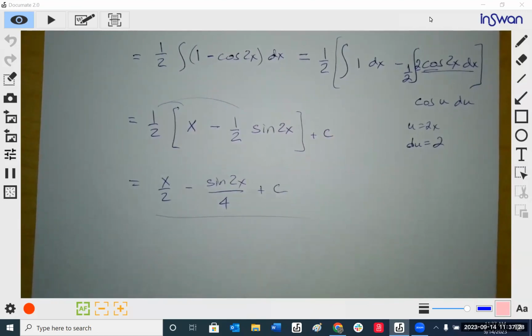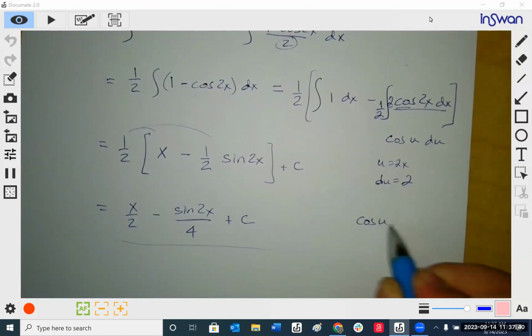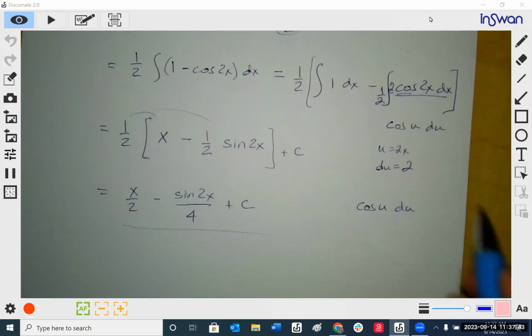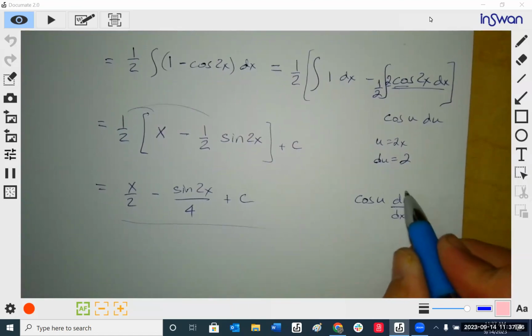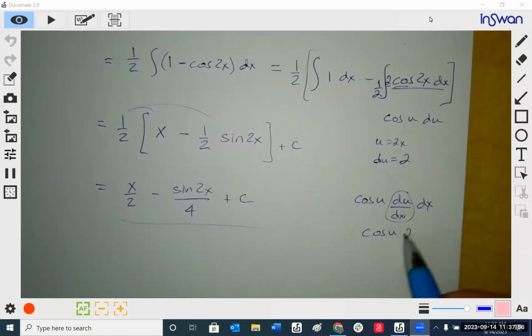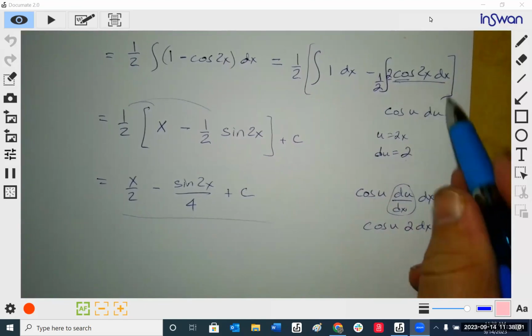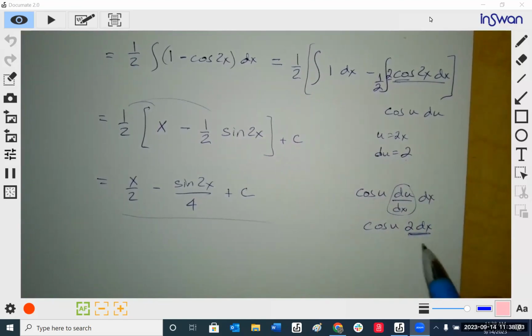Earlier, you said that u dx is what du is, right? Yes, yes. Because remember, you have cosine u du. Because du is a function of x dx. So the derivative of u with respect to x is 2. So it's cosine u times 2 dx. So 2 dx is our du.